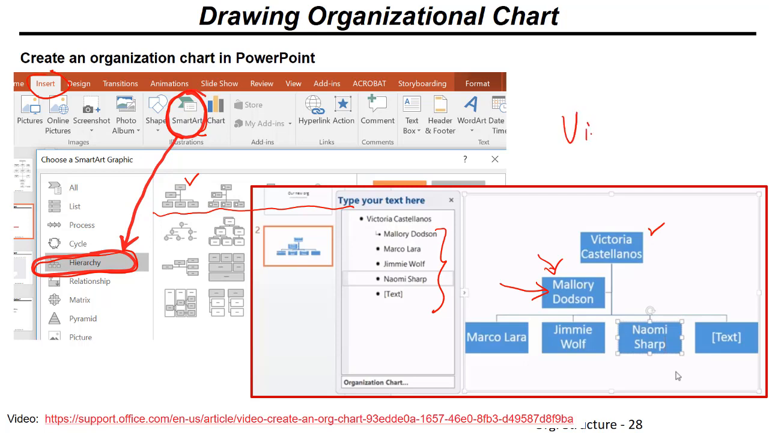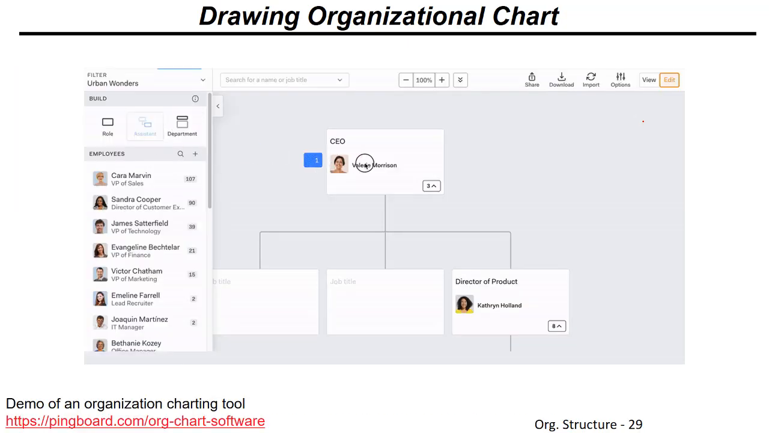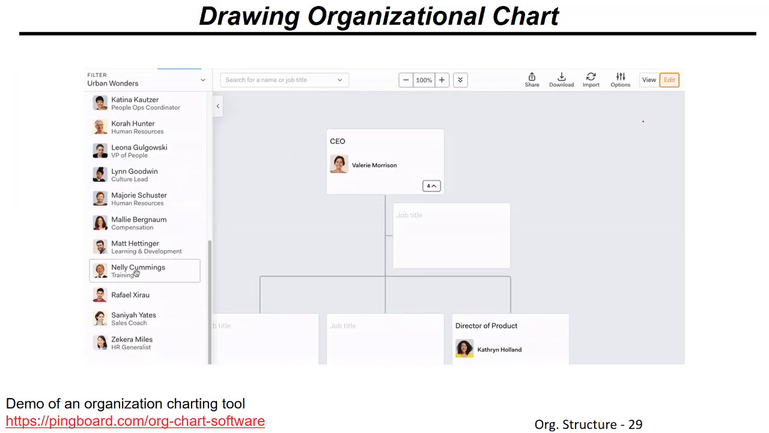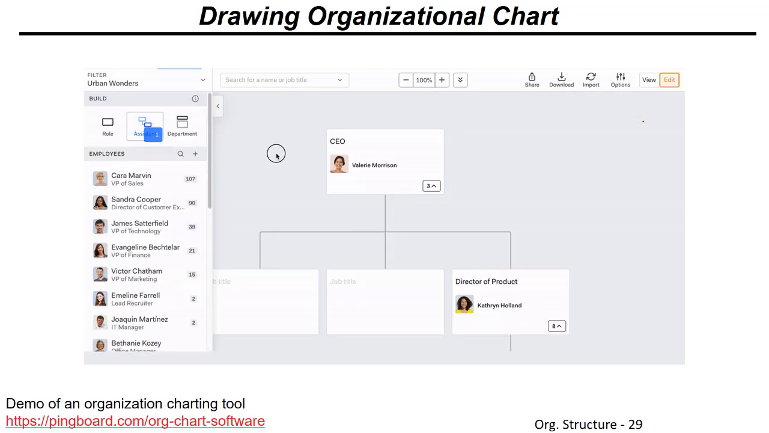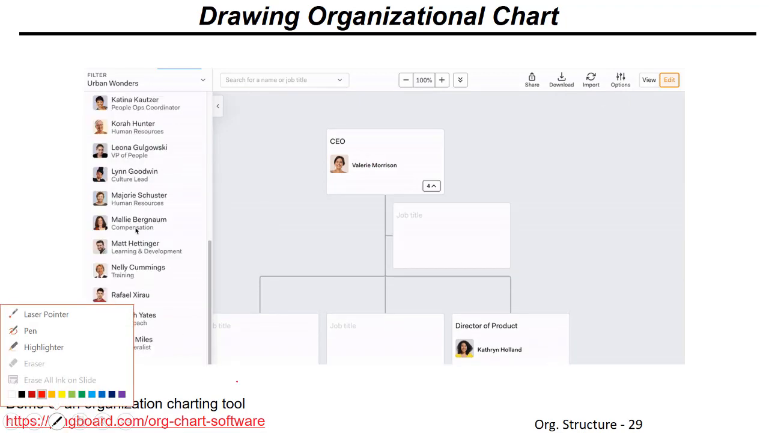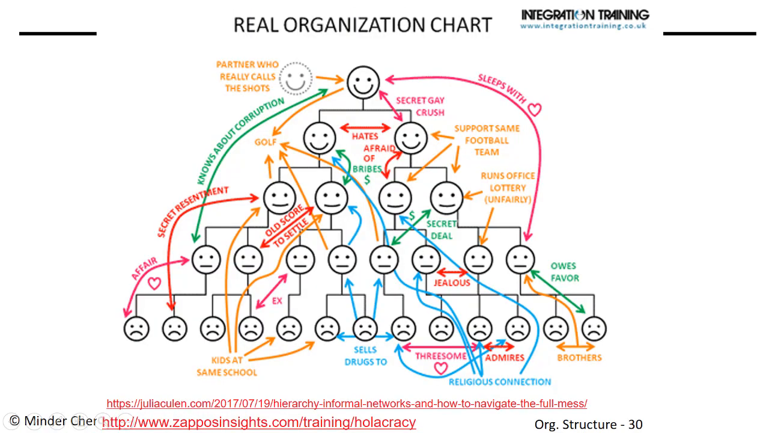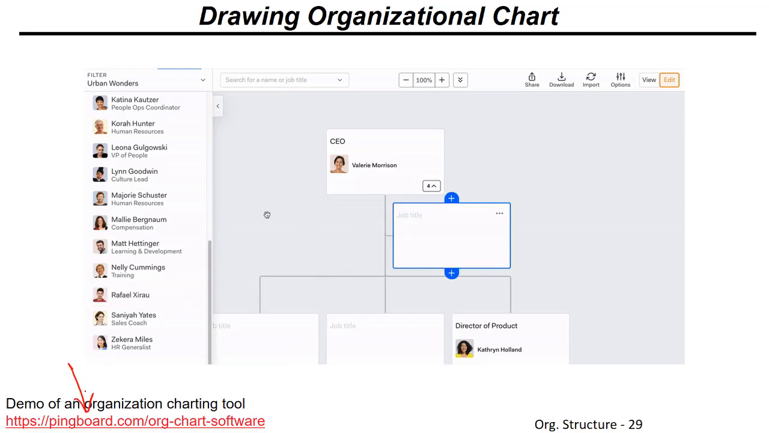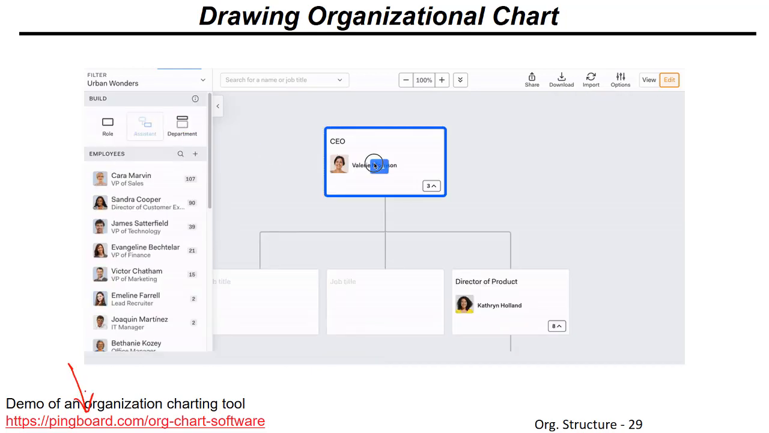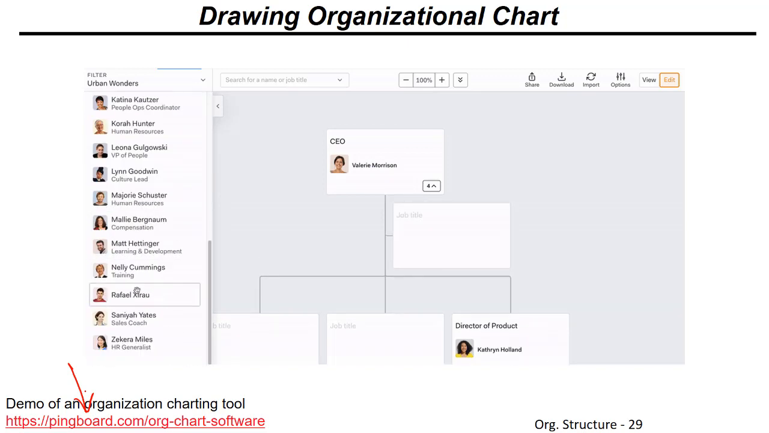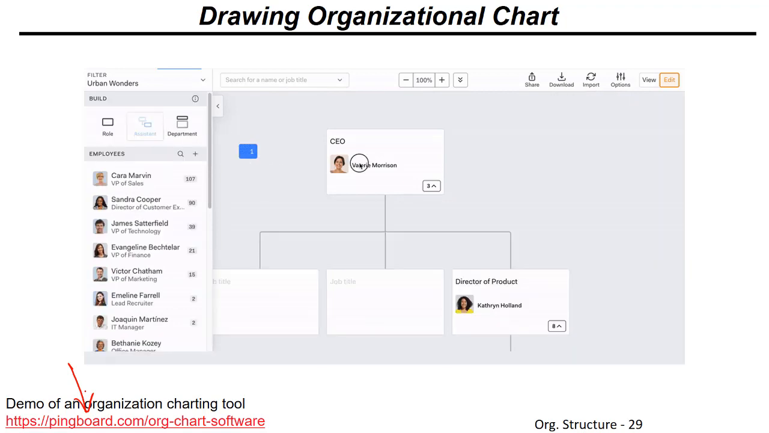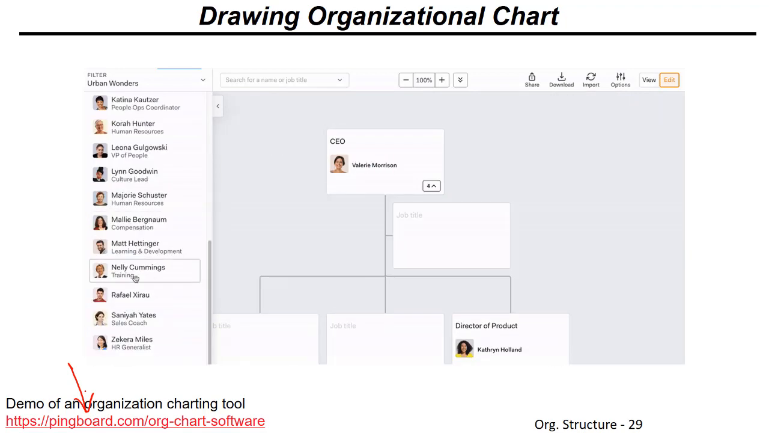Microsoft also has something called Visio, which I sometimes use, which also has an organizational charting tool that you can use. I found one online, which is really a web-based organizational charting tool. It's called Pingboard. Okay, right here. You can go and visit the website. I think there's a free account that you can give a try and then create a simple organizational chart to see for yourself.